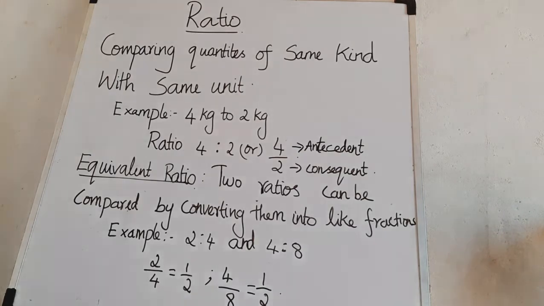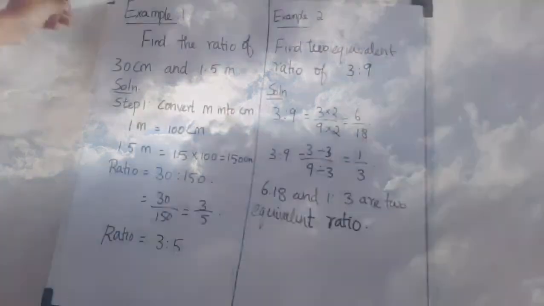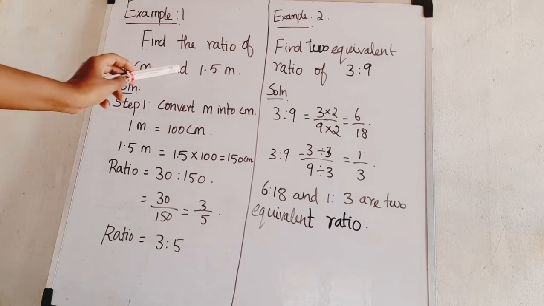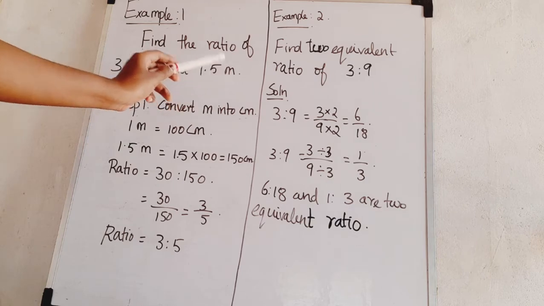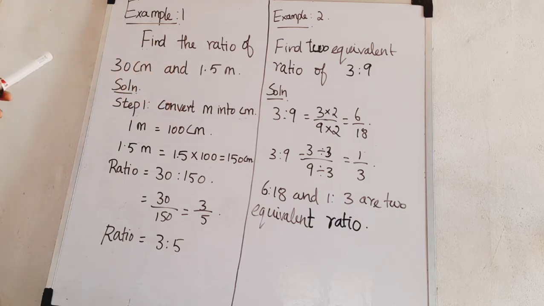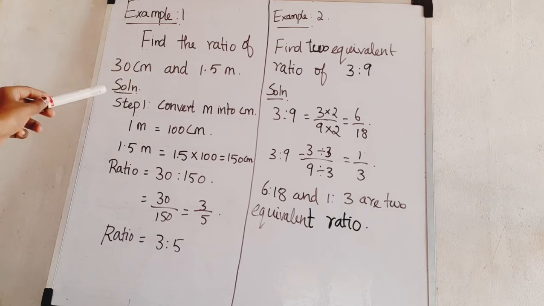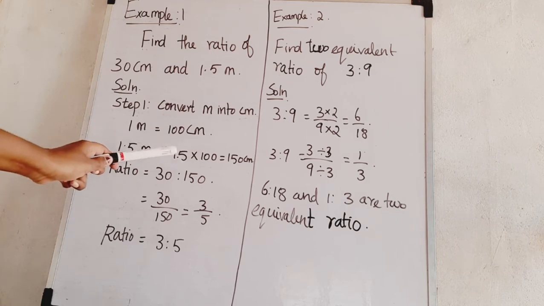Then the next one is example 1. Find the ratio of 30 centimeter and 1.5 meter. Here one is centimeter and another one is meter. You have to make it into the same unit. For that, in the first step you have to convert the meter into centimeter. You know 1 meter is equal to 100 centimeters. So 1.5 meter is equal to 1.5 into 100, that is 150 centimeter.